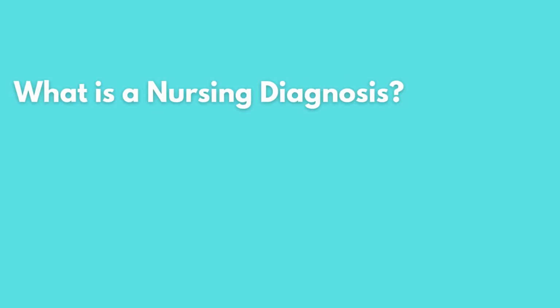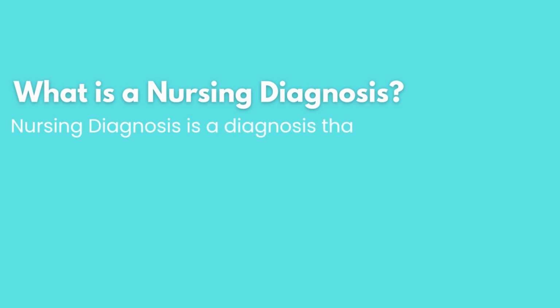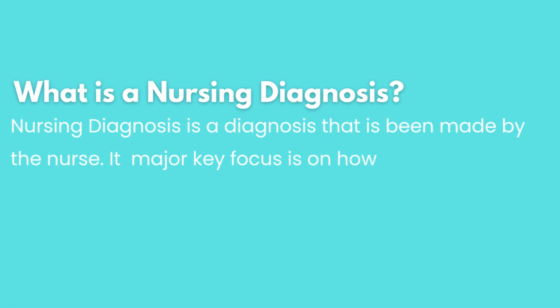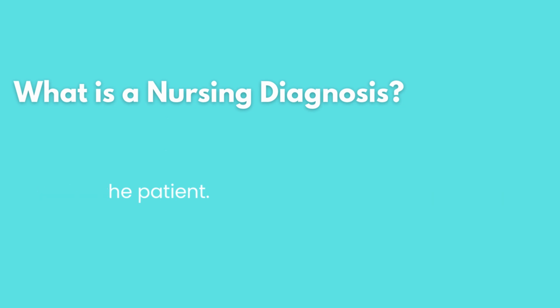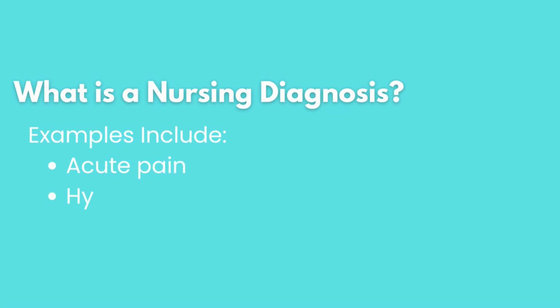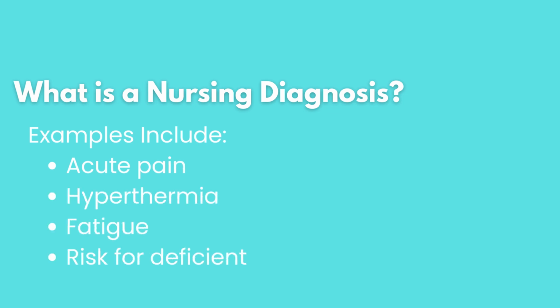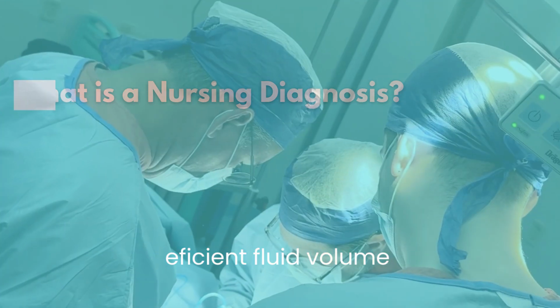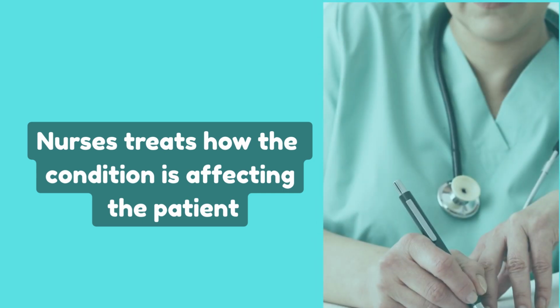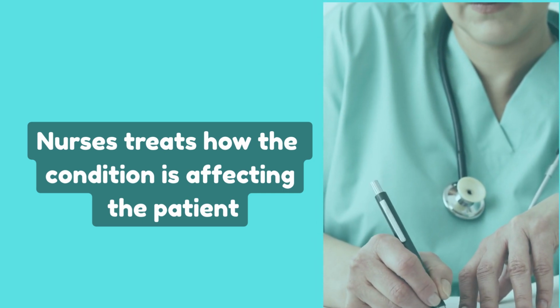So now, what is a nursing diagnosis? A nursing diagnosis is a diagnosis made by a nurse. Instead of focusing on the disease, it focuses on how the disease is affecting the patient. Nursing diagnosis is about the patient's response to illness. For example, when the medical diagnosis is malaria, nursing diagnosis can be acute pain, hypothermia, fatigue, or even risk for deficient fluid volume. So while the doctor treats malaria, the nurse manages how malaria is affecting the patient.